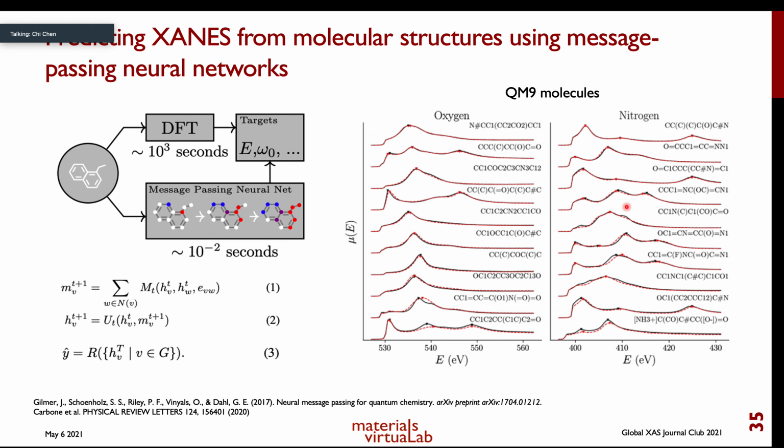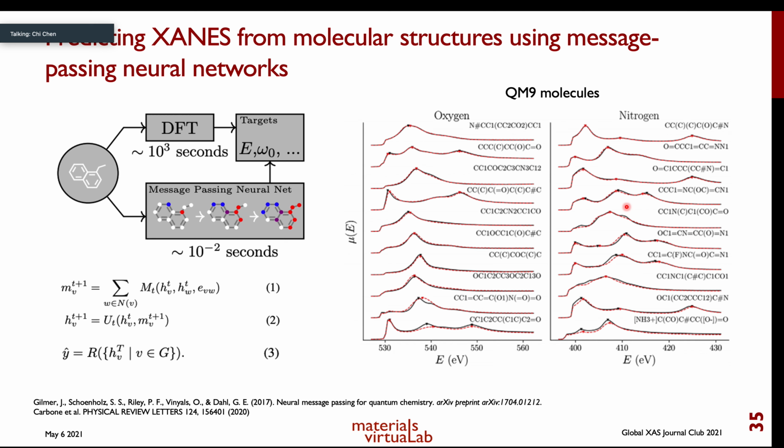So all the work that I just mentioned, they are in an inverse approach. Basically, you have the spectrum first, and then you predict the local environment from the spectrum. And there is also work that people do in a forward fashion. For example, when they have a structure, they are trying to use the structure to predict the XANES spectrum, so bypassing the need to do the calculation using DFT.